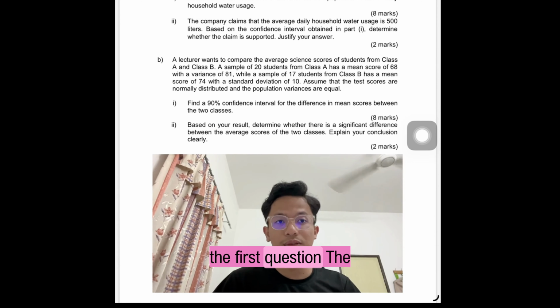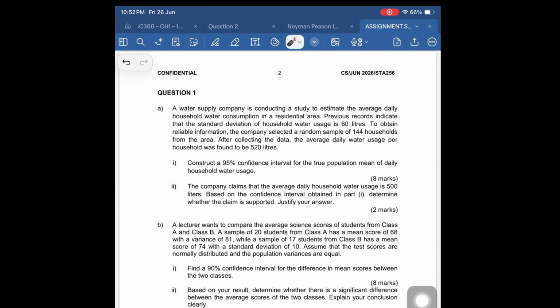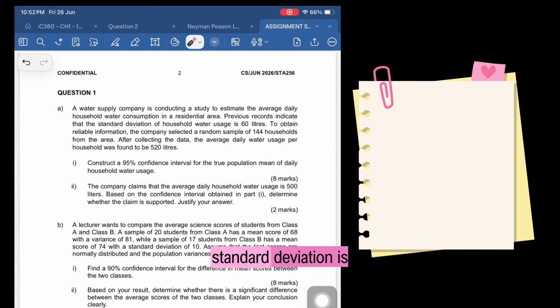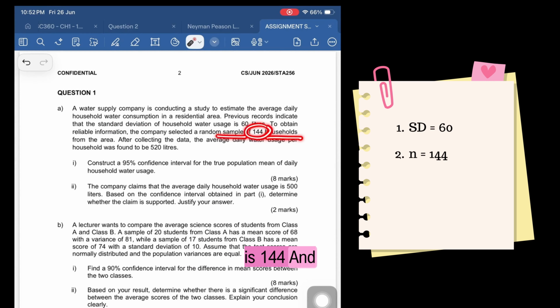Let's go into the first question. The question A1 requires us to construct a 95% confidence interval for the true population of male. So the first thing we need to do is to extract all the information that we're given. We know that the standard deviation is 60 liters, the number of random sample households is 144, and the average daily water usage is 520 liters.